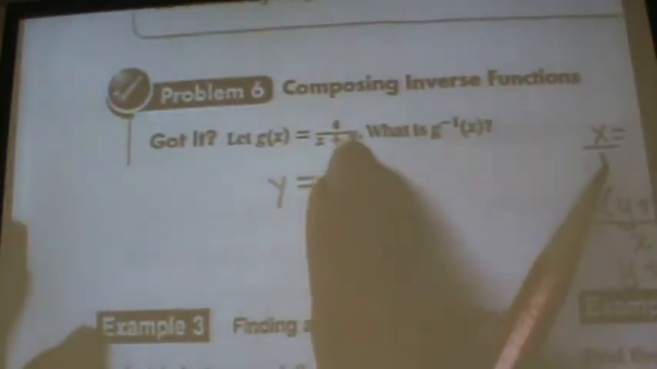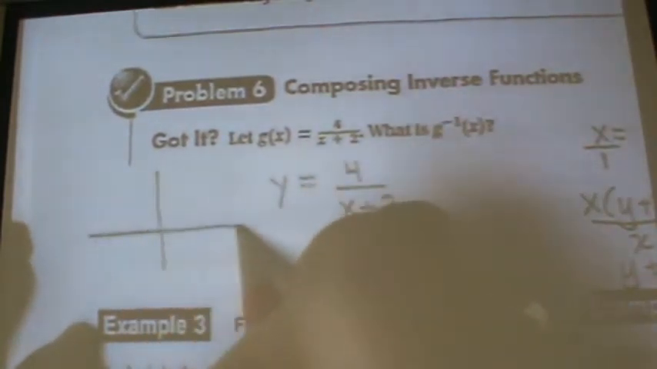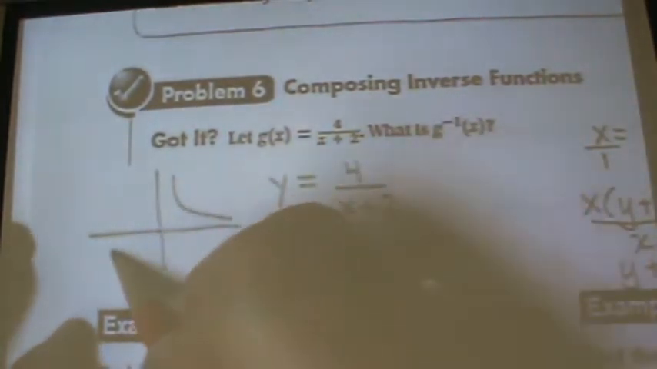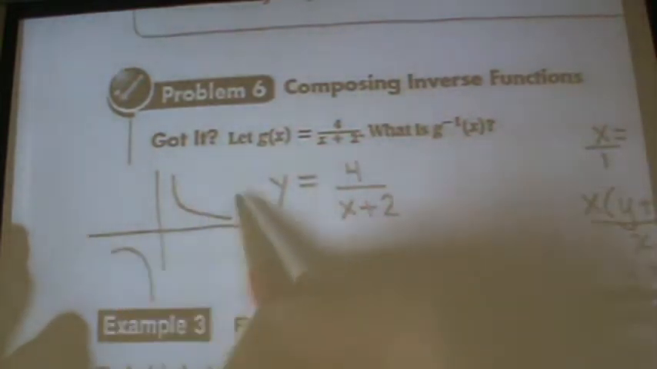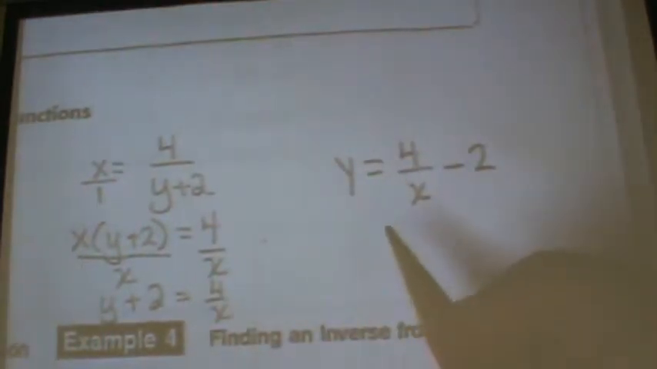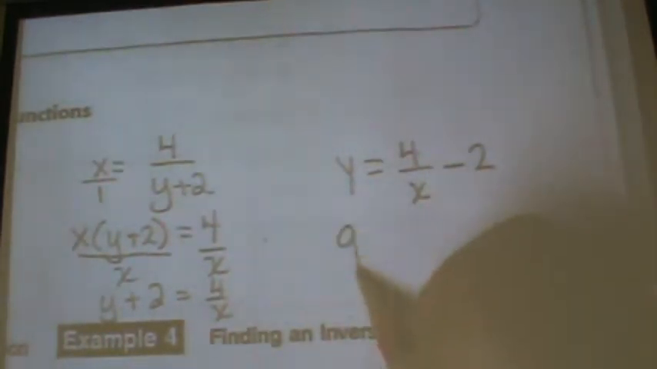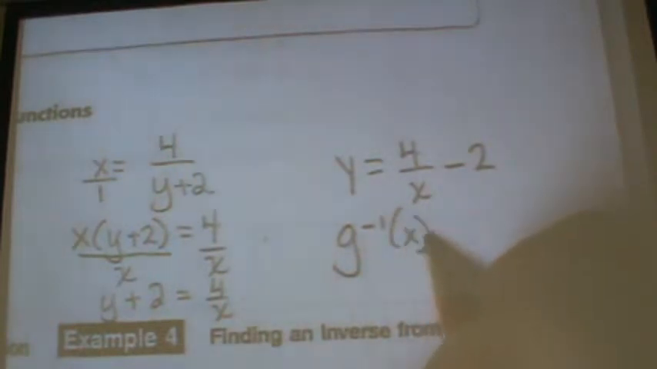Now, do you recall what this thing looks like? You don't remember doing this last year? One of these? That's the reciprocal function. Does this pass the horizontal line test? Yes. Its inverse will be a function. So you're going to write this as g negative 1 of x.